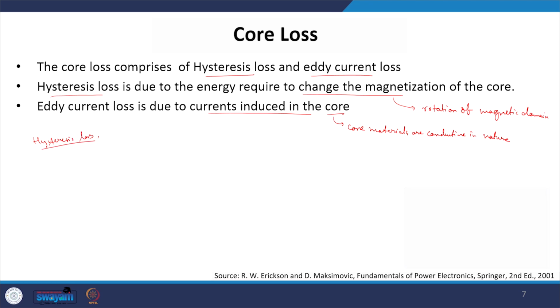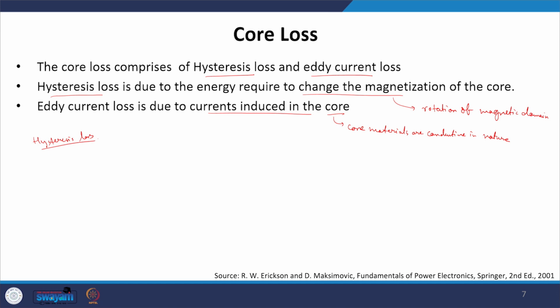As we mentioned, the hysteresis loss takes place whenever there is a change in the magnetization of the core. That means whenever the magnetic domain has to rotate, there is some amount of energy which goes into the core to support that rotation of magnetic domains, and that leads to some losses associated with it. So let us try to derive quickly what the hysteresis loss will look like.